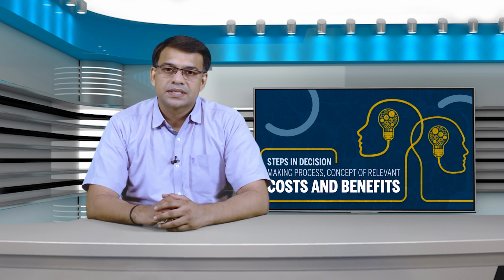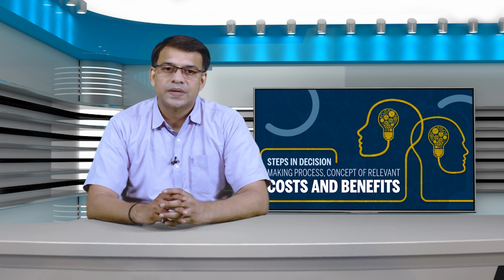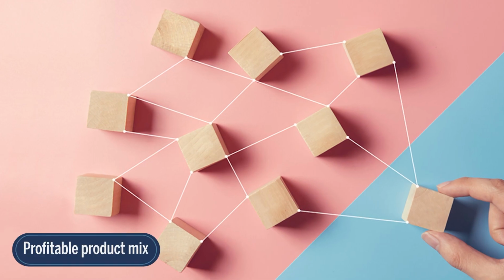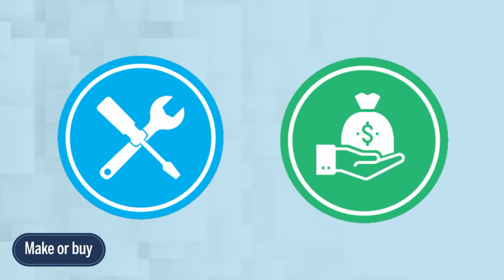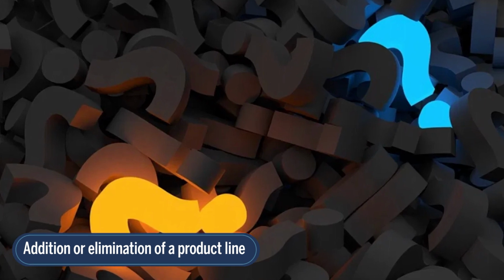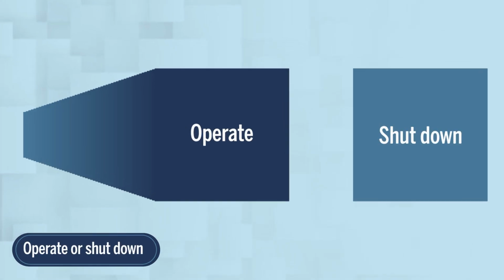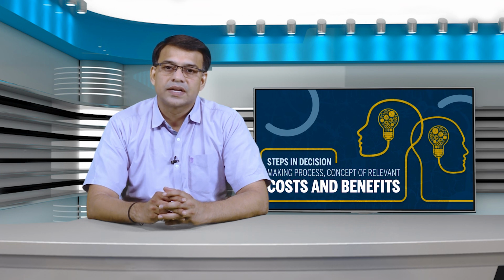There are some routine decisions involving insignificant cost with very little uncertainty, and therefore they require very little time. While on the other side, there are some decisions involving considerable amount of money and they are surrounded by greater uncertainty. Therefore, they require considerable amount of time and thought. For example, profitable product mix, acceptance or rejection of special or export offers, make or buy, addition or elimination of a product line, sale or process further, operate or shut down. These are certain decisions which require very considerable thought from the management.